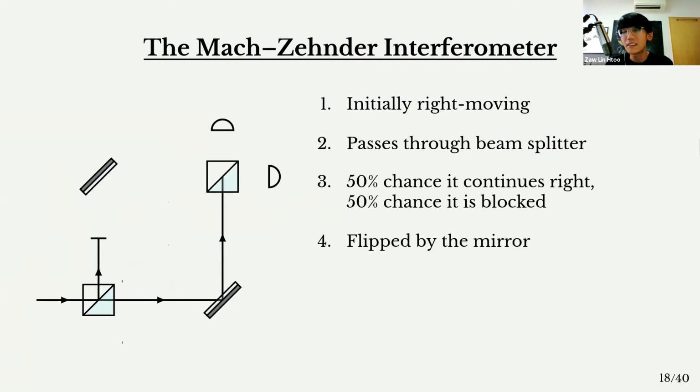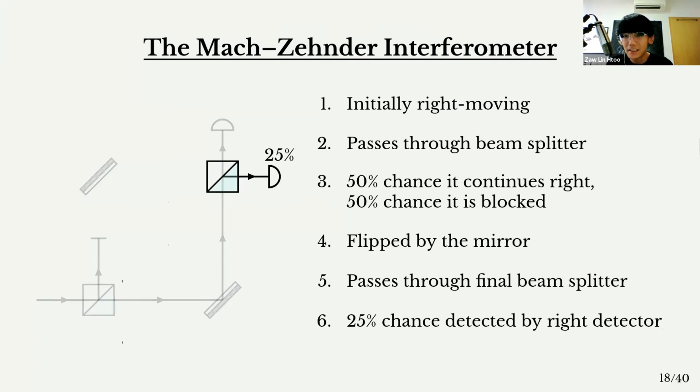And if it continues to the right, it will be flipped by the mirror. And so it will go up, and it will meet another beam splitter. And this time it passes through a final beam splitter. And there's a 25% chance that it gets detected by the right detector, because there's only a 50% chance that it will go through this route.